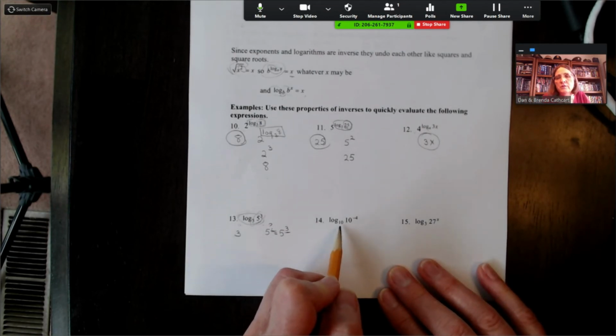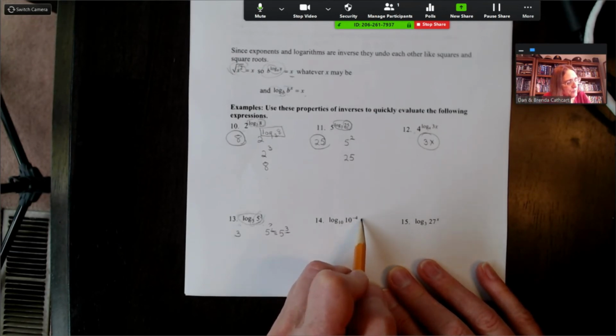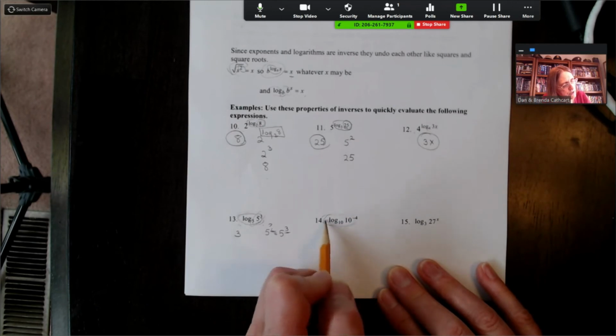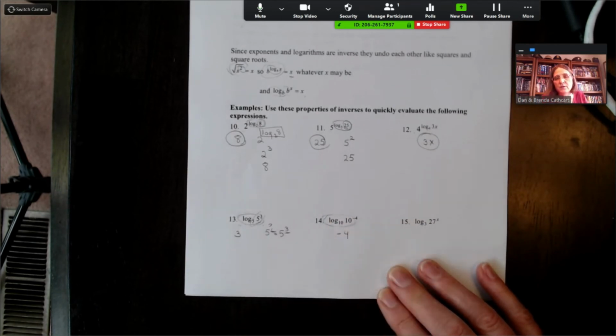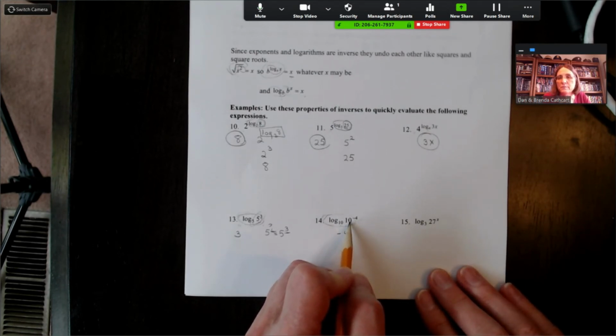Number 14 here, using the same properties, I have log base 10 of 10 to the negative fourth. These operations undo each other. I'm left with negative 4, because I know 10 to the negative 4 equals 10 to the negative 4.